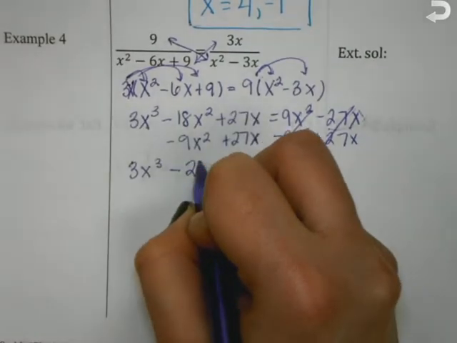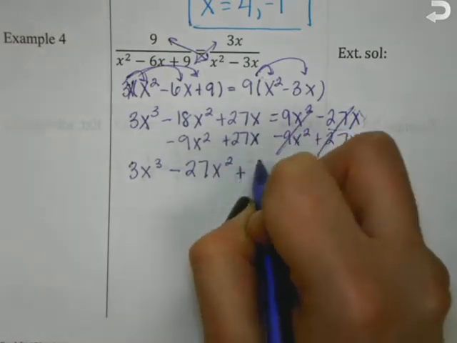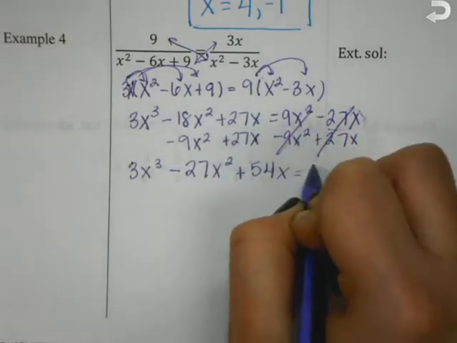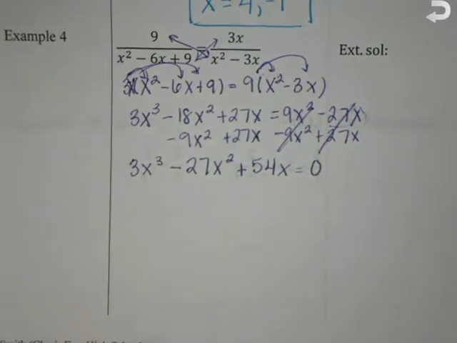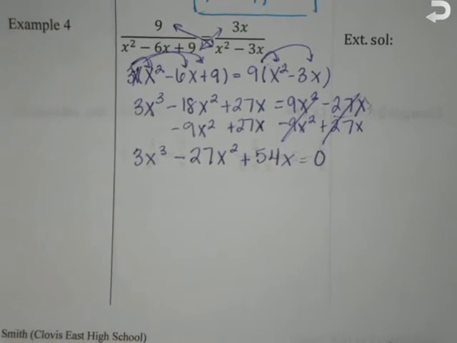Don't worry, guys. There's a GCF. Does anybody see it? 3x. So factor out a 3x. And that's going to give you x squared minus 9x plus 18. That should look a little more manageable.